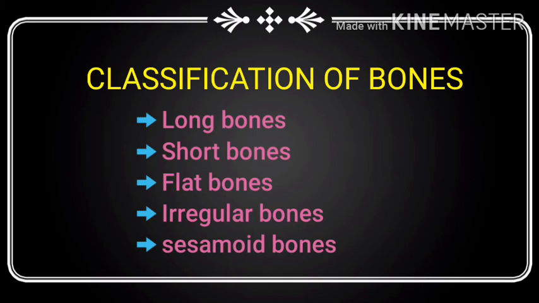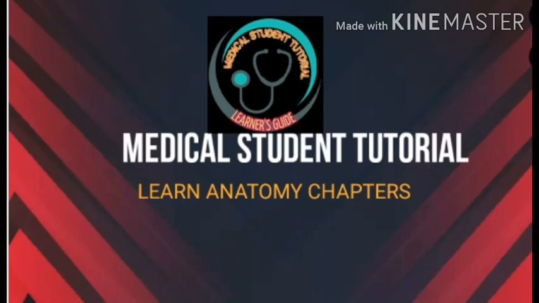Next one is sesamoid bones. Sesamoid bones are round or oval nodules that develop in certain tendons. Example, patella or kneecap.